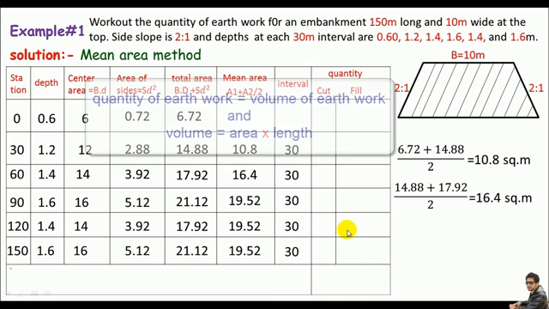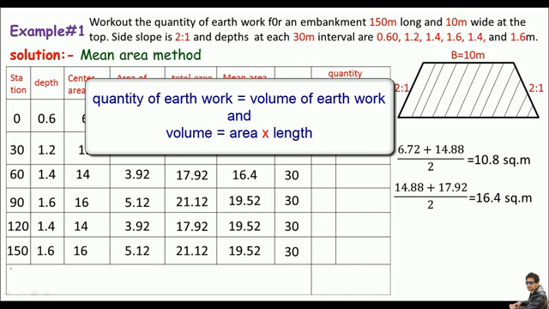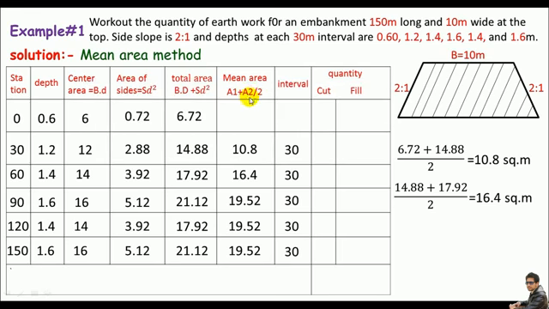Now remember, the quantity means the volume. And the volume is always the cross-section area times the length. Now remember, we have, of course, the mean area in the interval, so I'll multiply the mean area with the interval. Of course we can get the quantity in form of cut or fill. So 10.8 times 30, we can get, of course, 324 cubic meter is earthwork between station 0 and 30. Why do I put this value in the filling? Because it is just an embankment, remember?